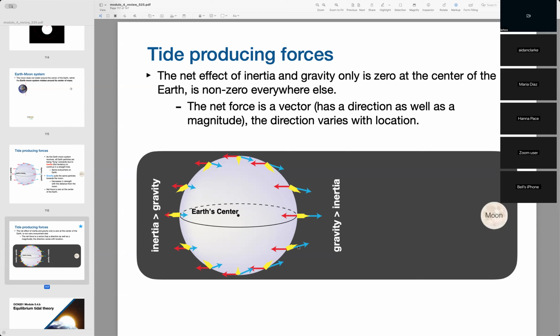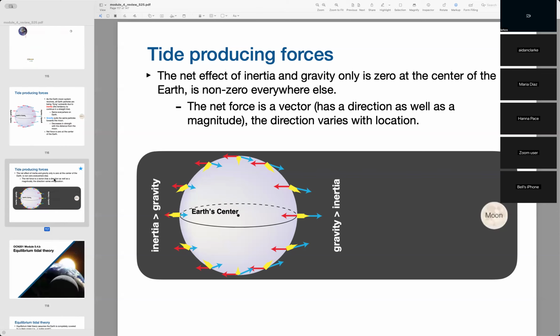And that will cause a tidal bulge, or will force a tidal bulge that's closer to the moon, because the gravity is larger than inertial forces on the side of the Earth that's towards the moon. And the gravity is smaller than inertial forces on the side of the Earth that's away from the moon. So because of this balance between inertial and gravitational forces, we'll have two tidal bulges, towards the moon and on the opposite side of the moon.